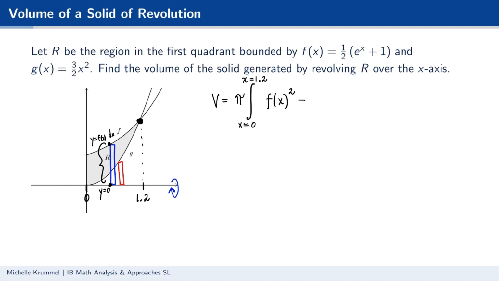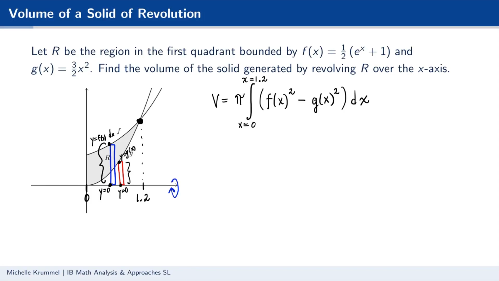Minus, now we go to the inner radius, and again we want this vertical distance. So it's the top y minus the bottom y. The top y is touching y equals g of x, and the bottom is y equals 0 again. So this is just g of x, and we square that inner radius. And then we multiply that difference by dx, and there is our integral.